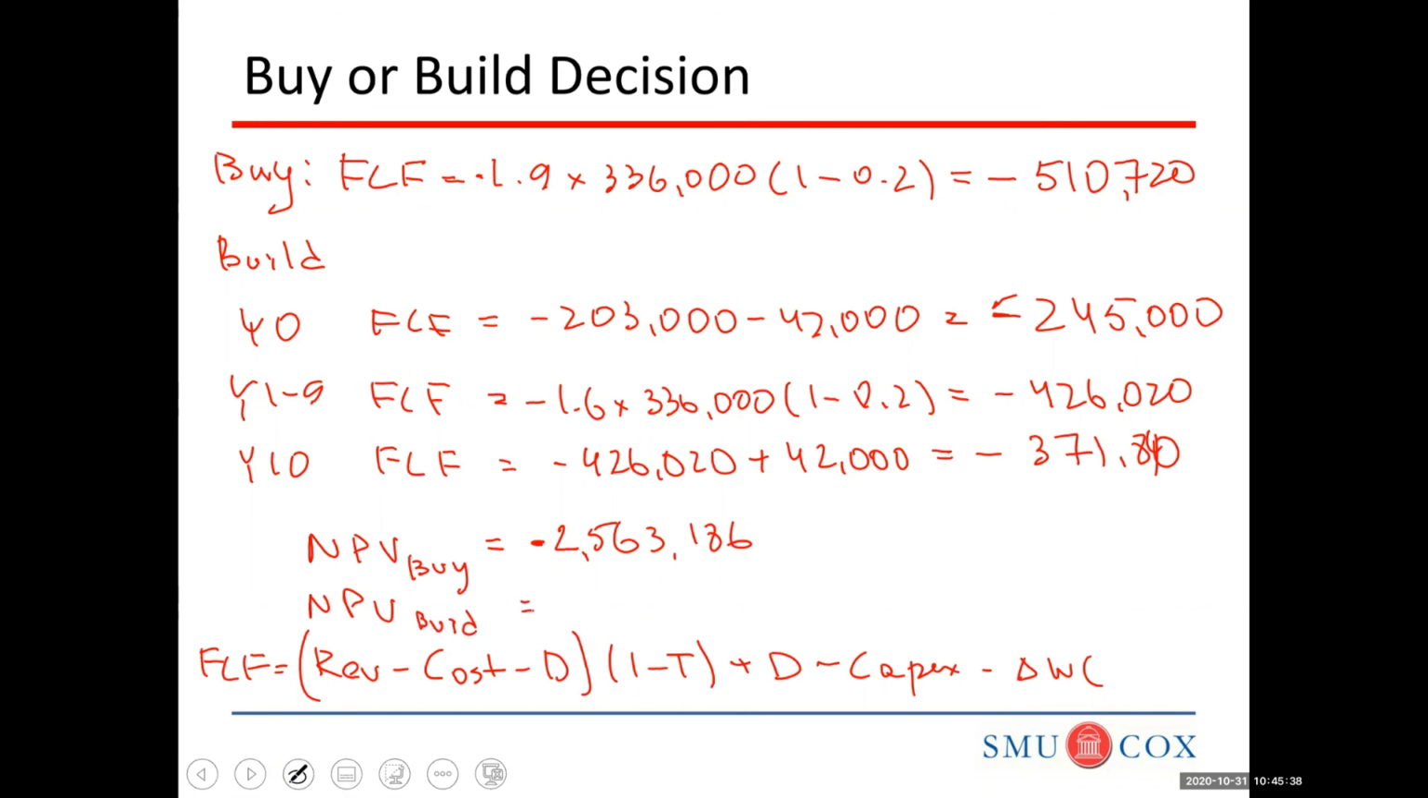NPV of build. If I run a similar calculation, the answer is minus 2,369,703, also negative, but it's a smaller negative number. So the NPV of the decision to build would be the difference, and it would be a positive number. So our recommendation should be to build this machine, and the difference between the NPVs would be 193,482.